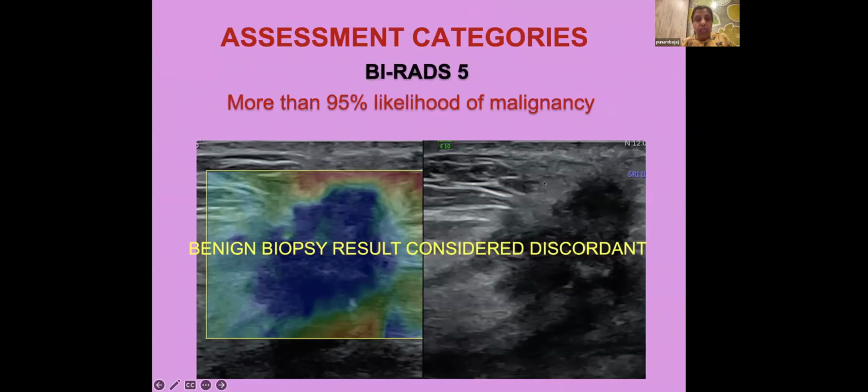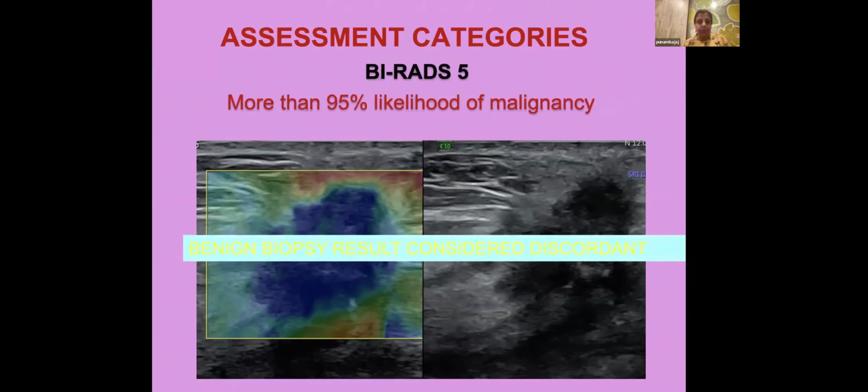So this you can put in as a 4C or you can put in as a classic 5 where there's more than 95% likelihood of malignancy. If you get a benign biopsy result, it is considered absolutely discordant.